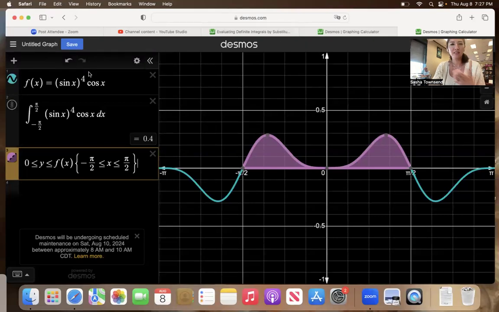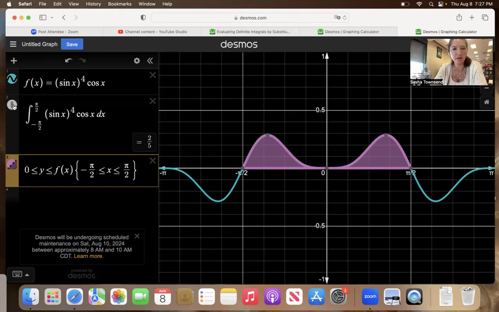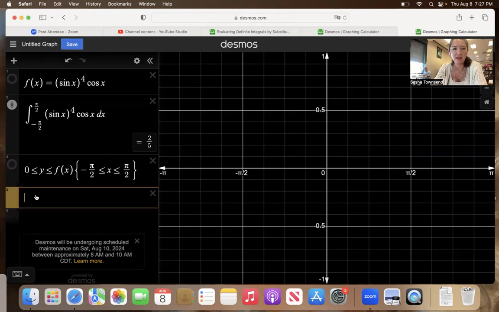So here is our function, f of x equals sine of x raised to the fourth times cosine of x. This is what it looks like on the interval from negative pi over 2 to pi over 2. The net area is 0.4, or if we prefer, it's 2/5. That's the answer that we got when we did this on paper. And say, well, that is the same. The claim is that that is the same as the other integral. We had a function of u.